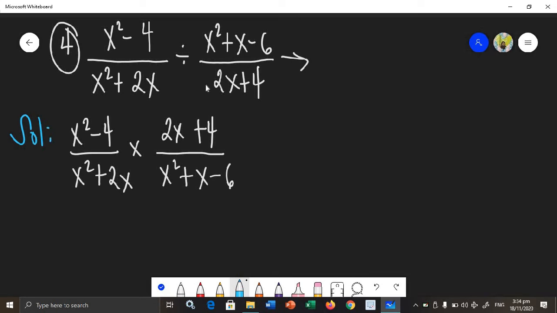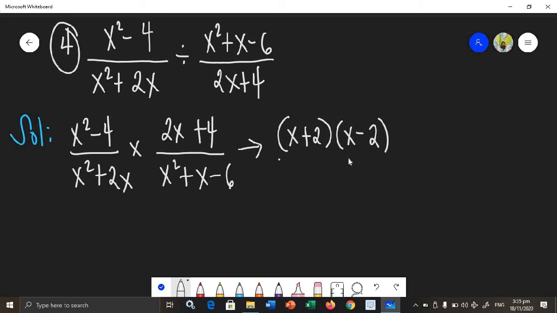Now that everything is done, we need to apply the rules in multiplication of rational algebraic expressions. So first, we need to factor the numerators and denominators. This one we can factor out because this is a difference of two squares. So the factors are quantity x plus 2 and quantity x minus 2.